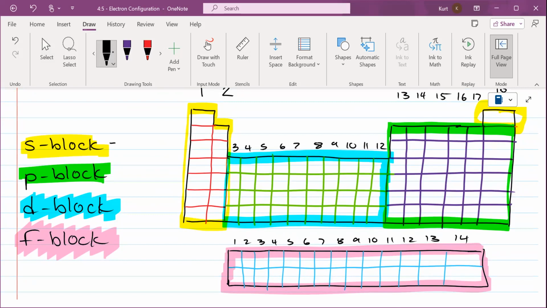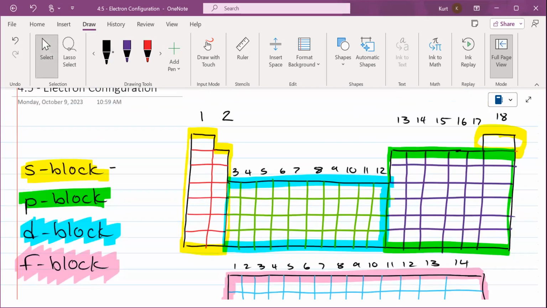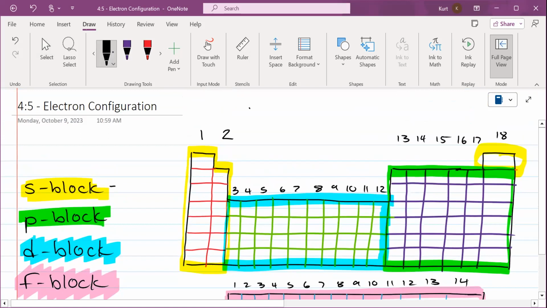These columns are called groups, and from this point forward I'm going to be referring to them as groups. So a column on the periodic table is a group. That's actually a vocab word for your next unit, so it helps to get that out of the way. Let's see if you guys are following along.